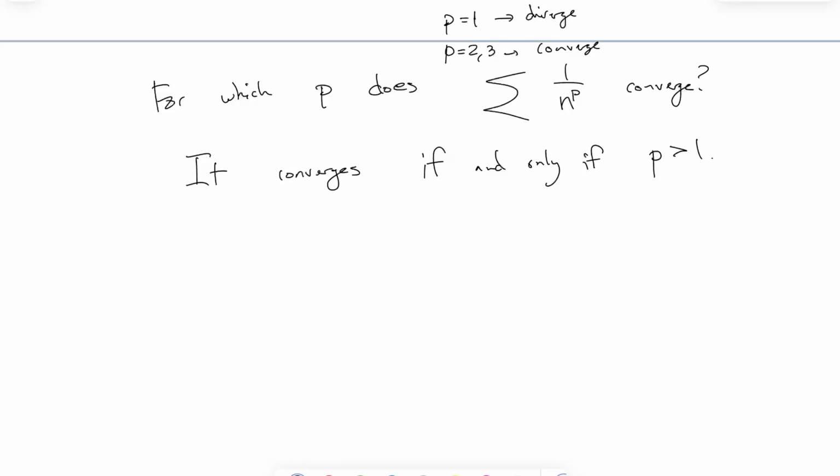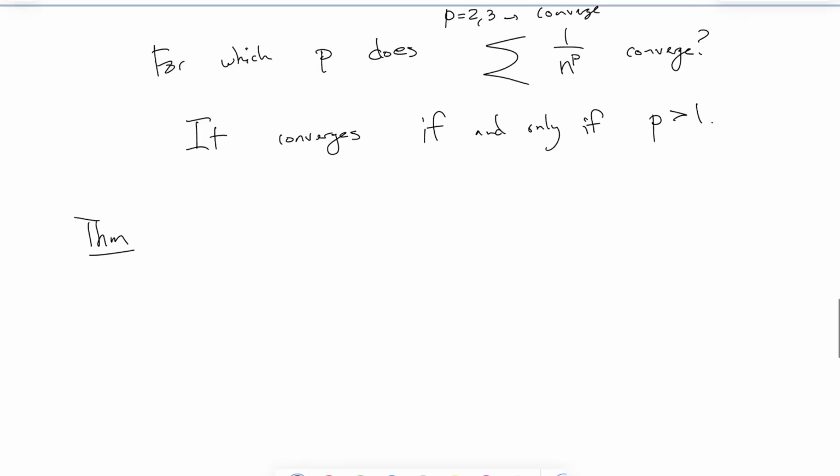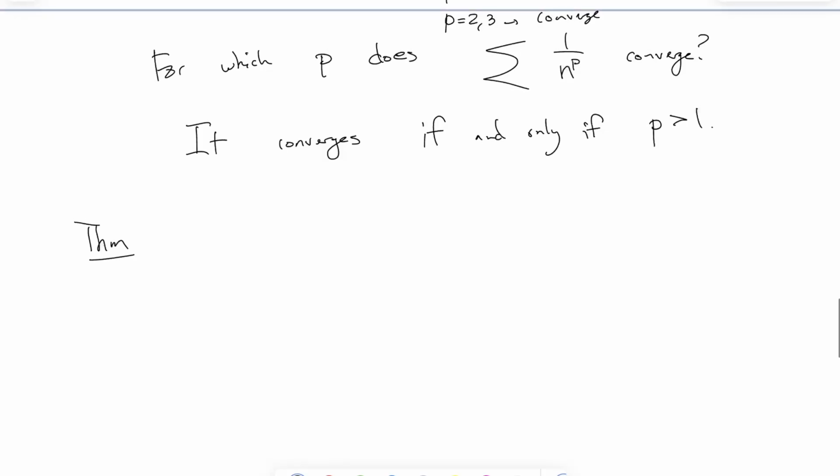All bigger values of p will also make it converge, but p equals 1 diverges, and this is true even if p is a fraction. If p is a half, that diverges. This is something that we should just remember. So I'm going to write this as another theorem. This is an important fact that will come up fairly often.